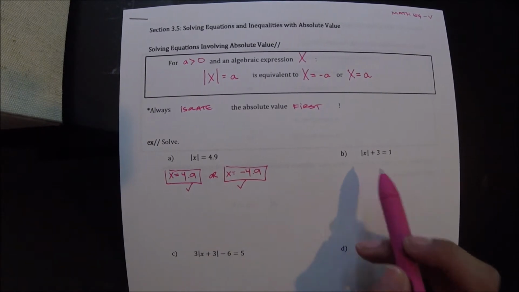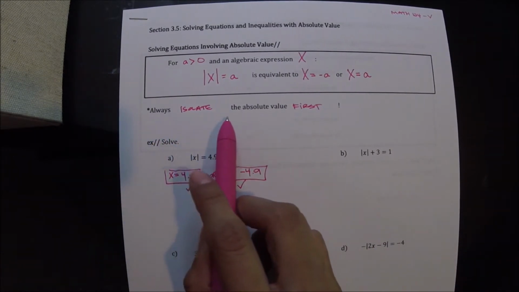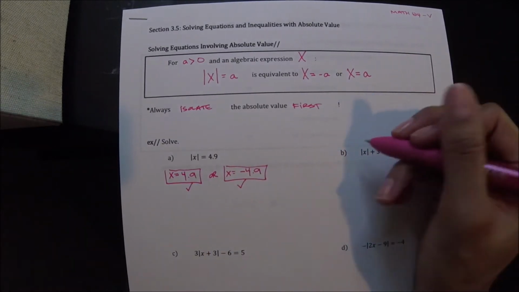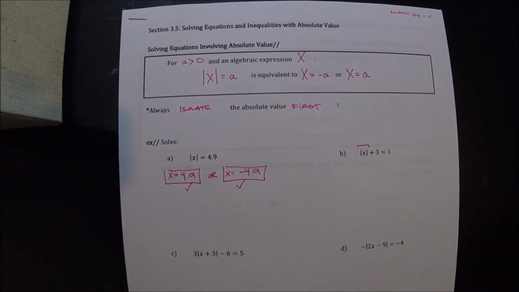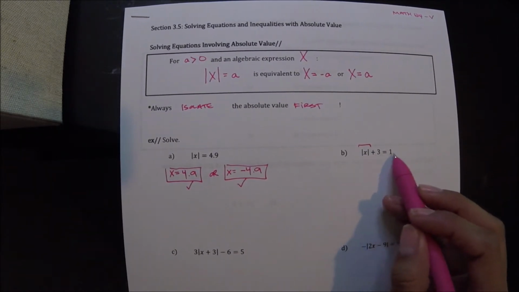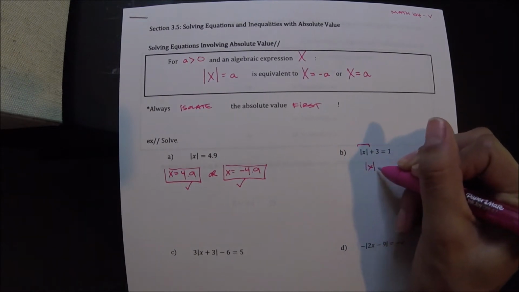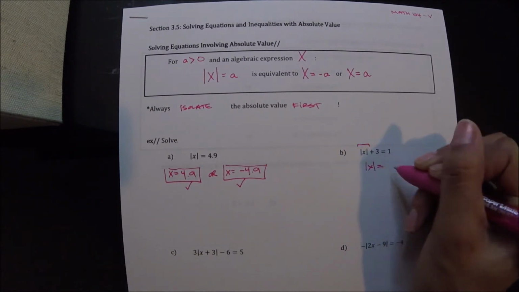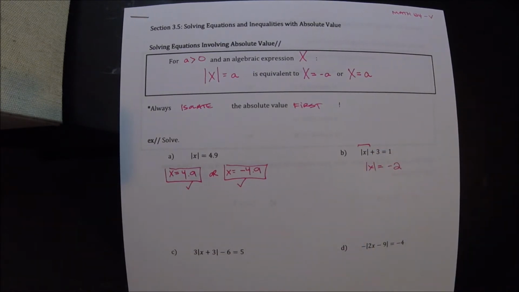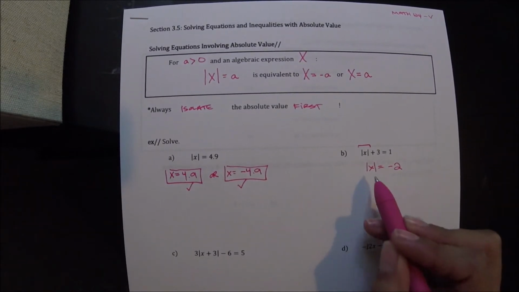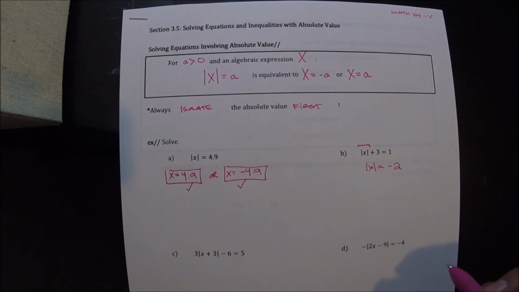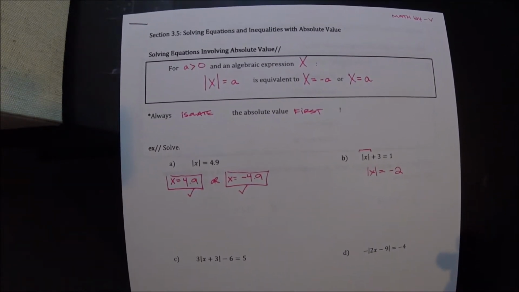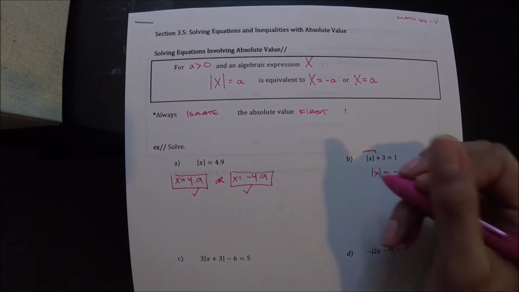Part B, remember we're always supposed to isolate the absolute value first. It's not isolated right now. So what could we do to get that absolute value part by itself? We would subtract 3 from both sides. So I get absolute value of x equals 1 minus 3, which is negative 2. But at this point, you should take a step back and think about what this is saying. The absolute value of something turns out to equal negative 2. Well, that's not possible. You can't take the absolute value of something and have it equal a negative number.